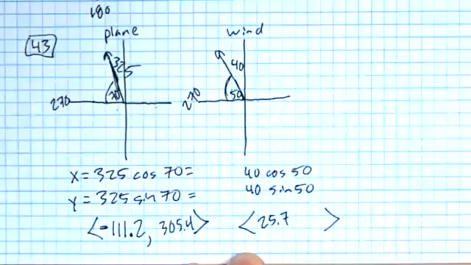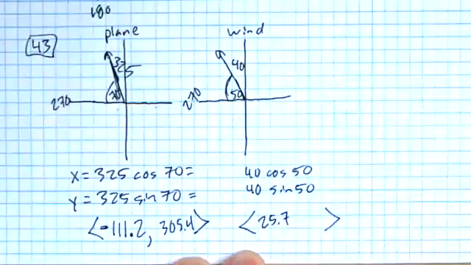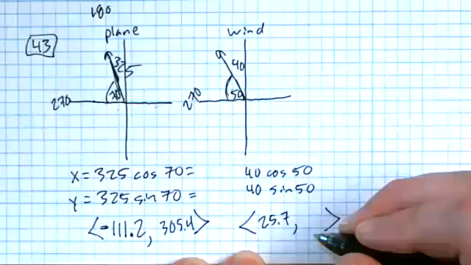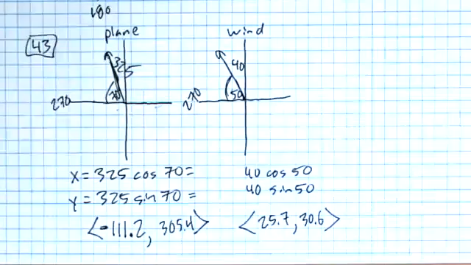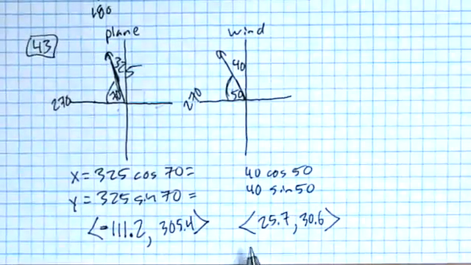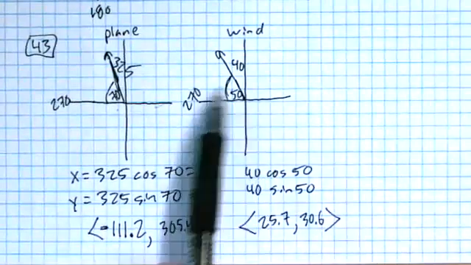25.7 for the x, and 30.6. And tell me about signs. Are either of these negative? The x direction is negative. Okay.